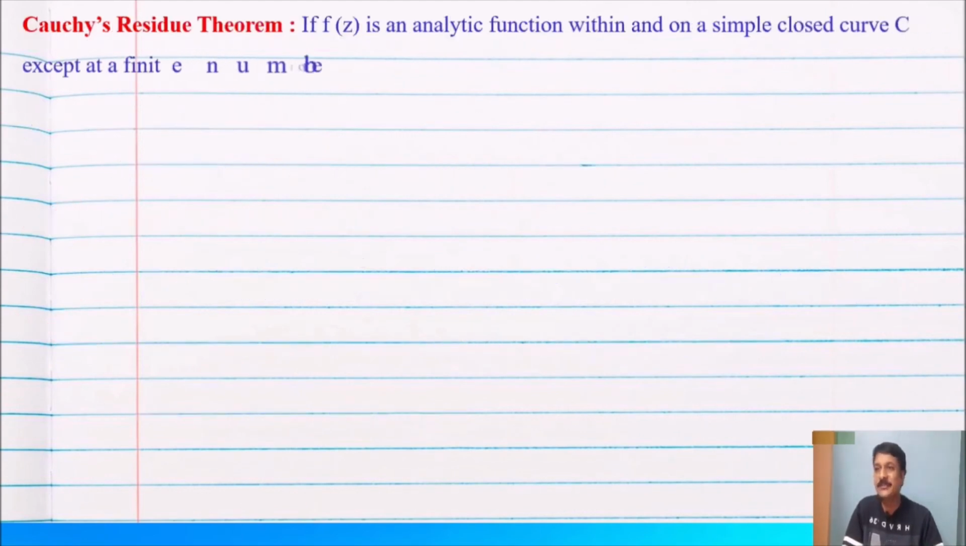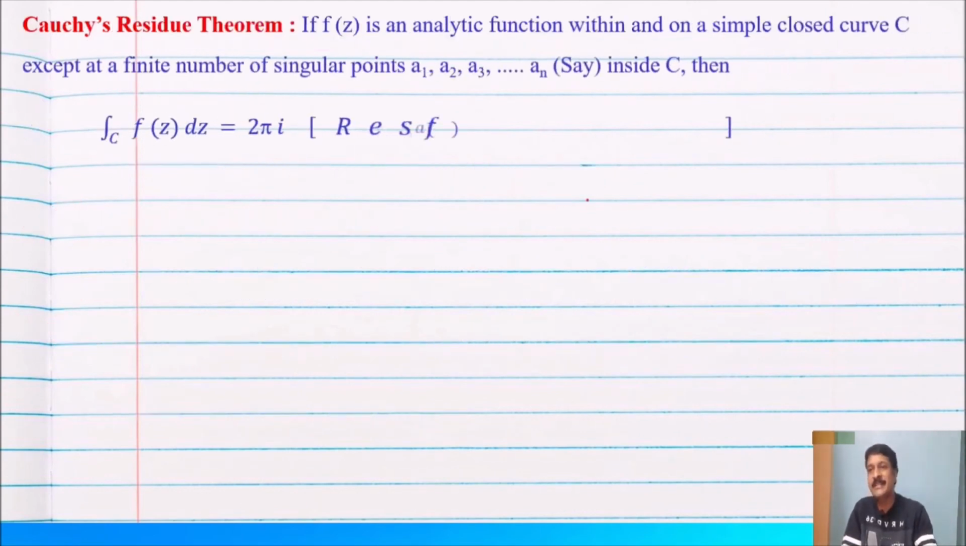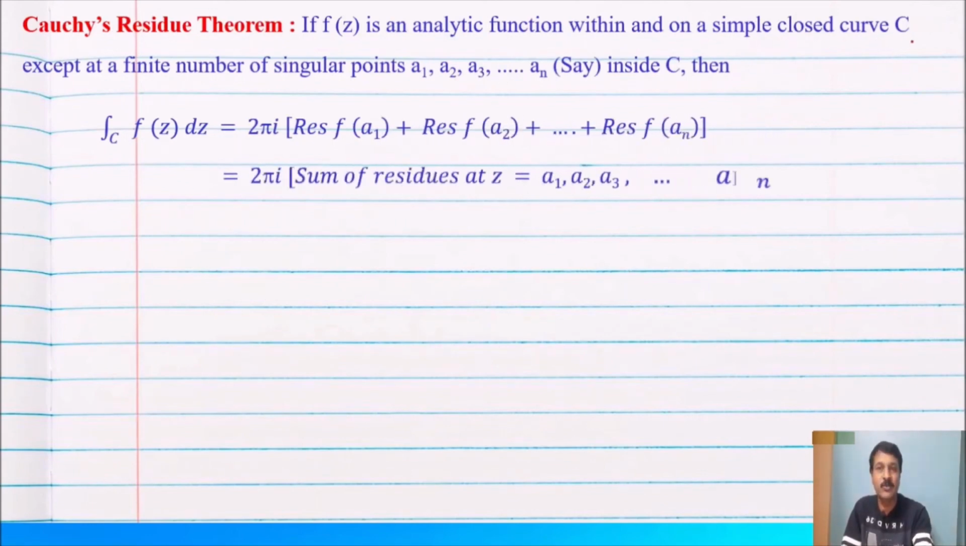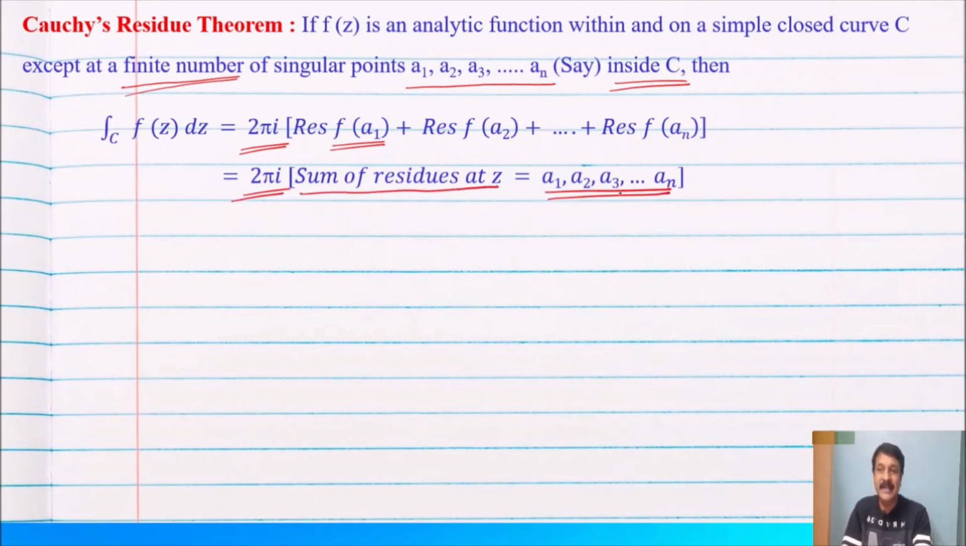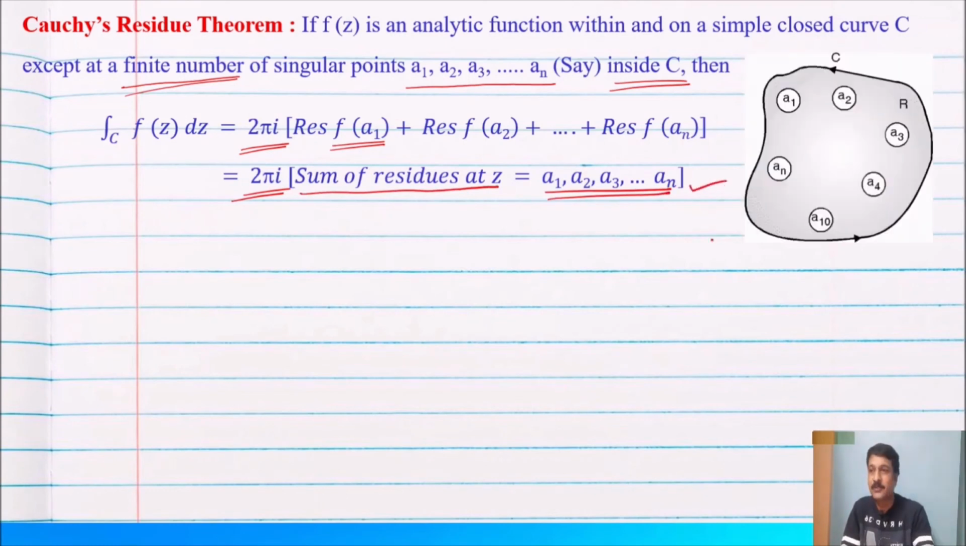Now, Cauchy's residue theorem. What is the statement of it? If f of z is an analytic function within and on the simple closed curve C, except at a finite number of singular points a1, a2, a3, up to an inside C, then the integration over C of f of z dz equals 2 pi i times residue of f at a1 plus residue of f at a2 plus up to residue of f at an. In short, it is 2 pi i into the sum of residues at singular points a1, a2, a3, up to an.